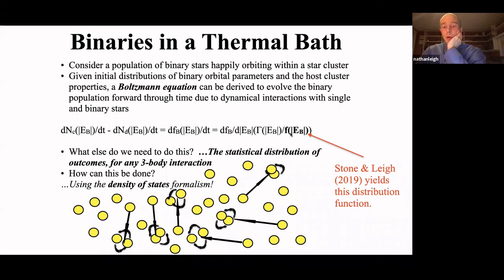So the first step in the project was to actually derive these distribution functions for the outcome distributions for chaotic regions of phase space, such that we no longer need to perform simulations of three-body interactions. We now have an analytic function describing the outcome probabilities to work with and can build a completely analytic diffusion-based model.